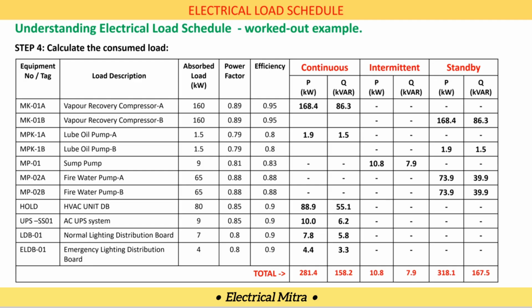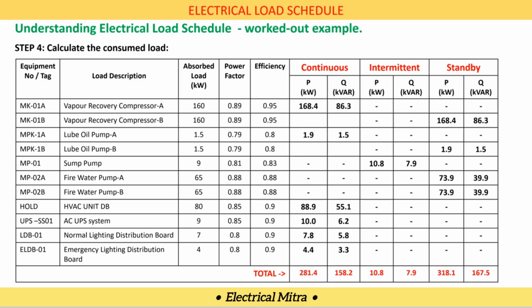The next step is to calculate the consumed load for each of these loads, which is basically the amount of electrical power that the load is expected to consume. Accordingly, for each load, we need to calculate the active and reactive power to be consumed. Here, you will notice that the loads have been categorized into 3 columns depending upon their load duty, that is continuous, intermittent, or standby.